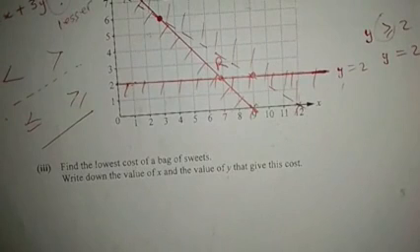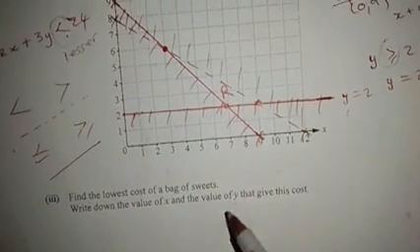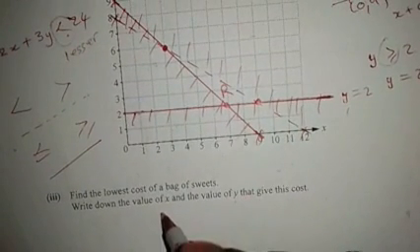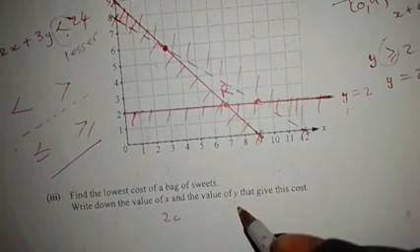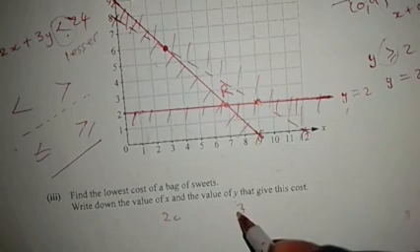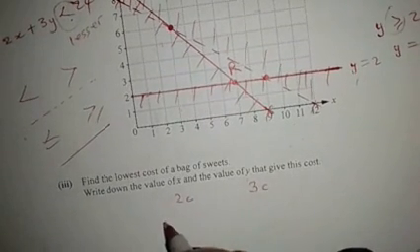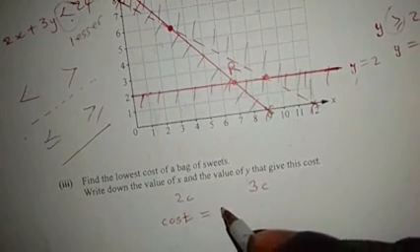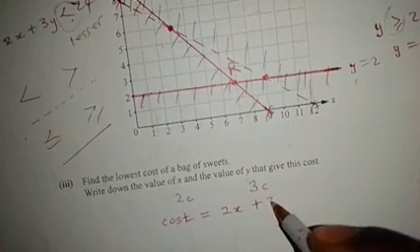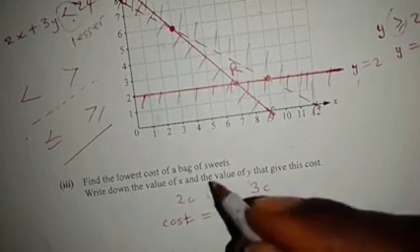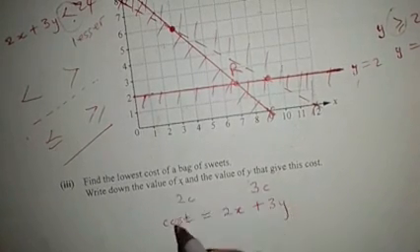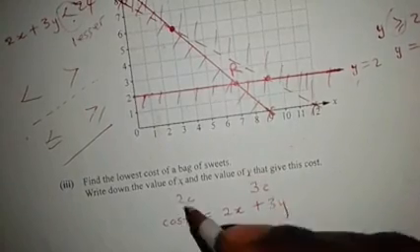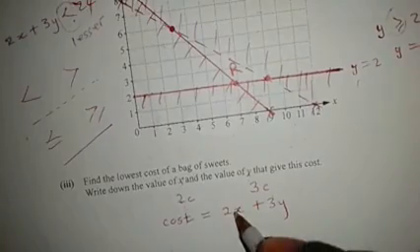Find the lowest cost of a bag of sweets. Right. So remember, 1 orange sweet was costing 2 cents. 1 lemon sweet was costing 3 cents. So we have to produce the expression of the cost, which is 2x plus 3y. Remember, we had x orange, y lemon. So x times 2 cents, you get 2x.